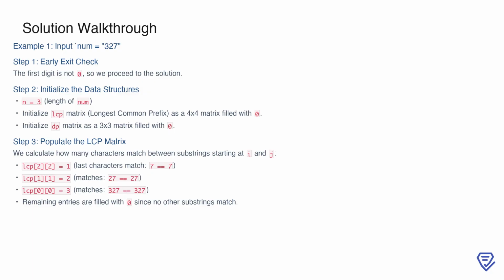Next, we populate the LCP matrix by comparing substrings starting at different indices. For instance, the last characters match, so LCP[2][2] is set to 1. Similarly, the substrings 27 and 27 match, resulting in LCP[1][1] equals 2. Finally, the entire input matches itself, giving us LCP[0][0] equals 3. All other entries remain 0, as no additional substrings match. These values allow us to determine the overlap between substrings efficiently.